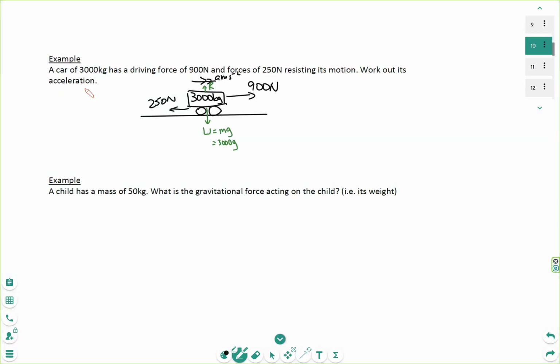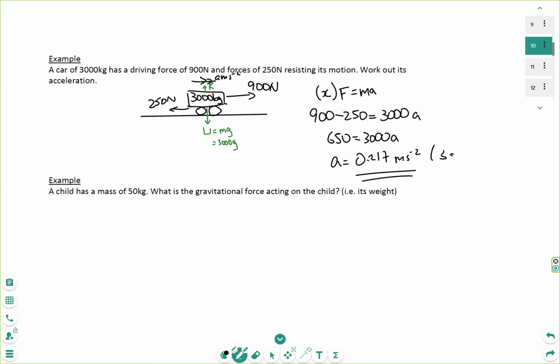So, work out the acceleration. Let's use the x direction. F equals ma in the x direction. Because the car is going to the right, the resultant force will be 900 minus 250, equals the mass 3,000 times acceleration. So simple as that. 650 equals 3,000 a, divide by 3,000, equals 0.217 meters per second squared, to 3 significant figures.